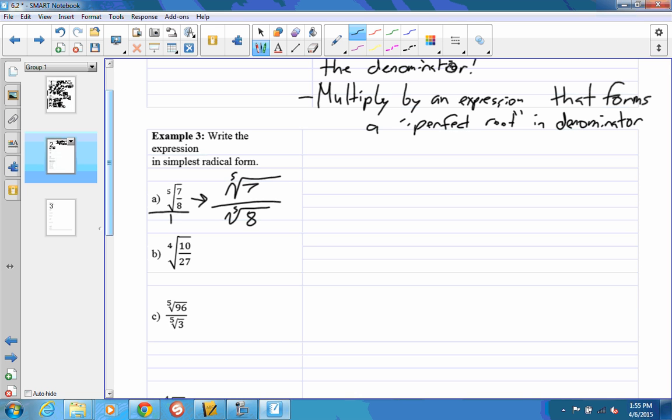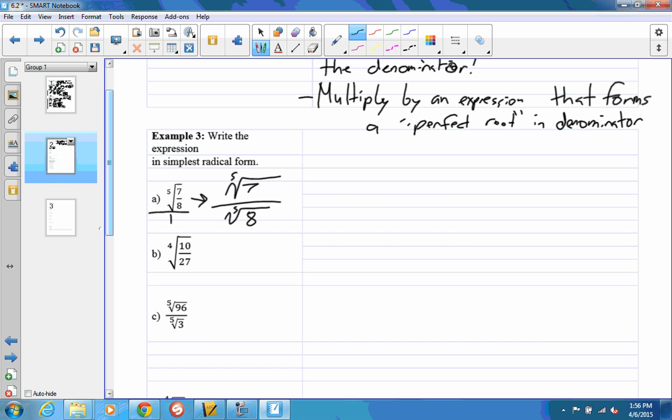The only way to get rid of a radical completely, guys, is to actually have a perfect root inside it. Otherwise, I'm just pulling things out, and so it's 2 times a smaller root. But to get rid of it completely, I need a perfect root. So, does 8 have a perfect fifth root? No.